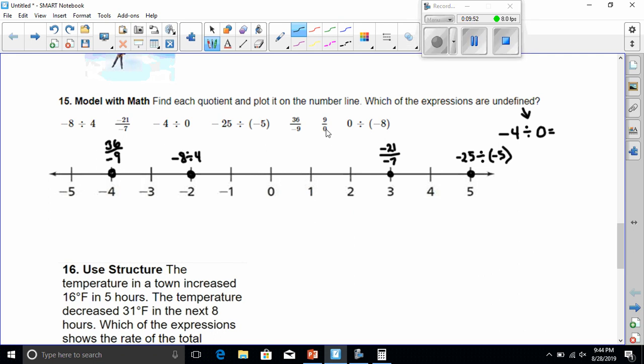Now I've got 9 over 0. That's 9 divided by 0. As we found out with our negative 4 divided by 0, any number divided by 0 is undefined. So I'm afraid this is also going to be undefined.